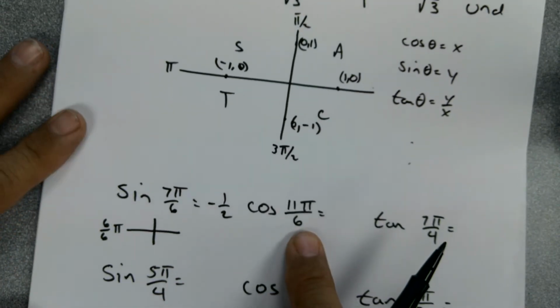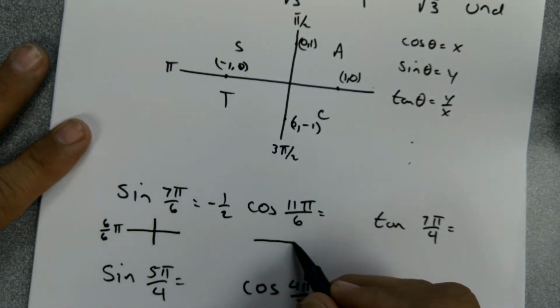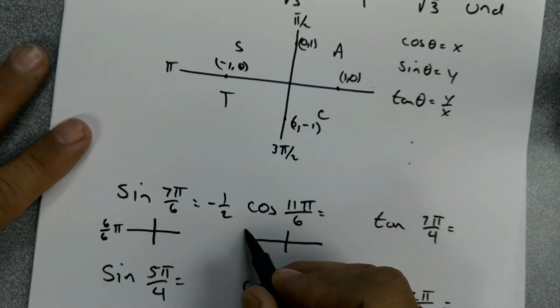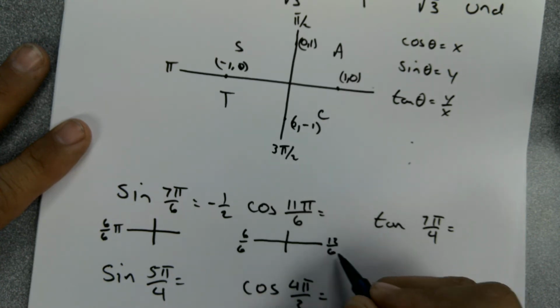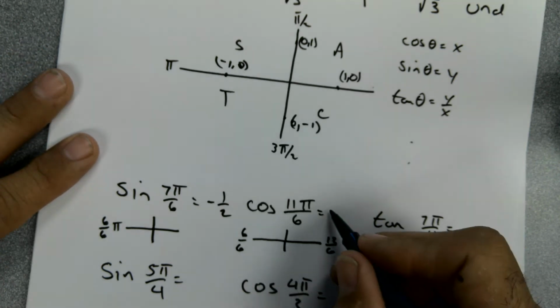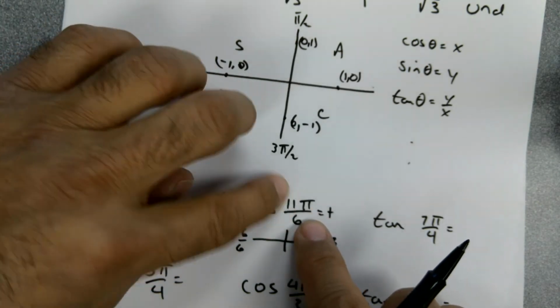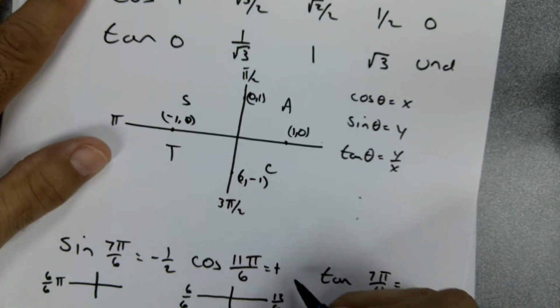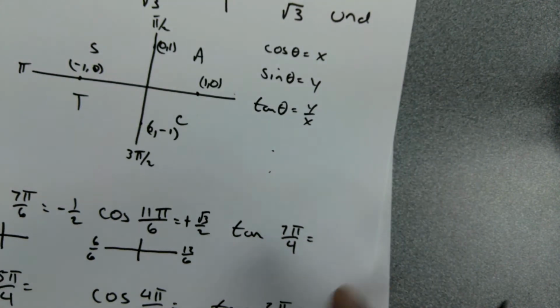Now if we want to find the cosine of 11 pi over 6, again, this is 6 over 6 pi, and this is 12 over 6 pi. So 11 over 6 is going to place it in the fourth quadrant, and the cosine is positive in the fourth. Again, cover up the 11, and the cosine of pi over 6 is square root of 3 over 2. And you could do this for every single problem. It's always going to be the same.